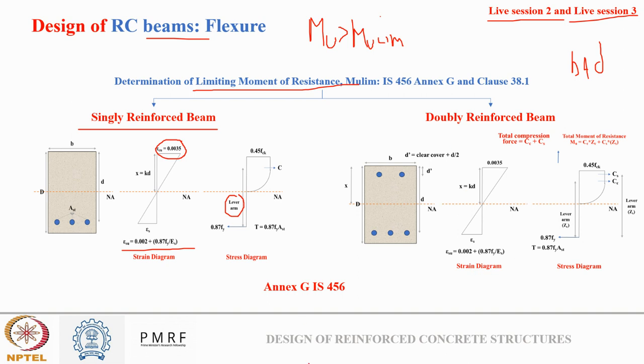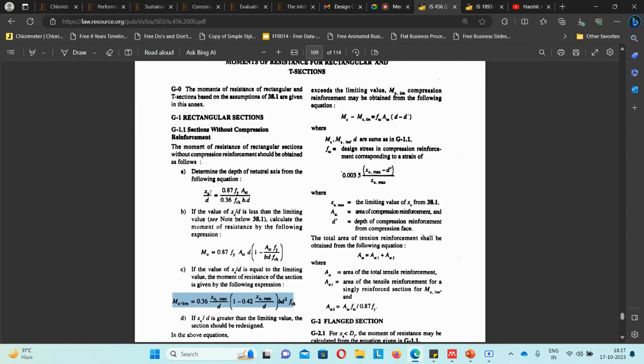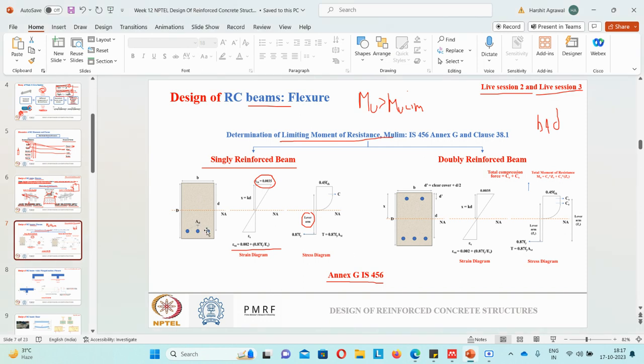All this you can always revisit in Annexure G of IS 456 to have a look at all the relationships that are taken into account while designing. So here you calculate Xu by d, then knowing Mu you can calculate Ast. And with Ast you can calculate the number of bars and the spacing you need to provide, and whether it is fitting in your section design or you need to redesign.